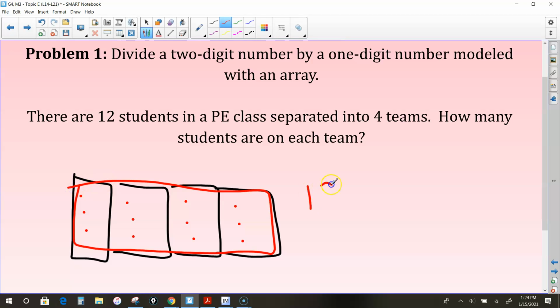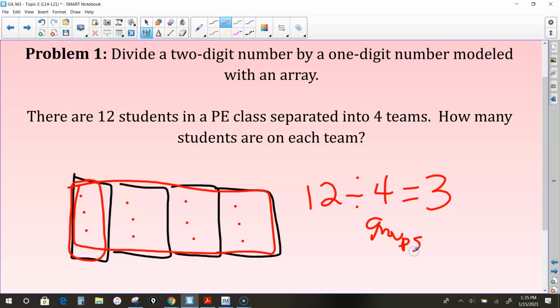That tells me that if I have 12 students and I divide them into 4 teams, I know how many groups I have, then I need to see how many are in each group. In this one group, there are 3 students. So we know that the 12 is my dividend. It's the group I started with, the big pile. The 4 is my divisor, and in this case, 4 is the number of groups that I have. And 3 is what we call our quotient. It's our answer, and in this case, it tells us the number in a group.